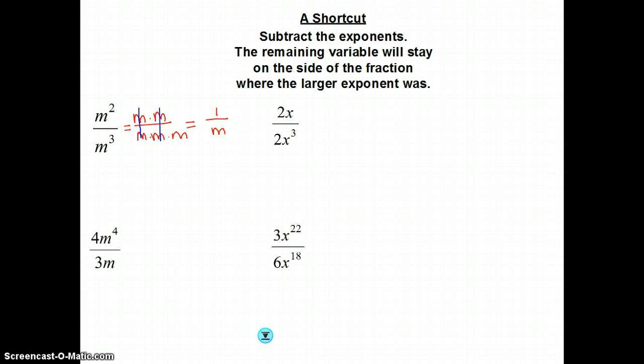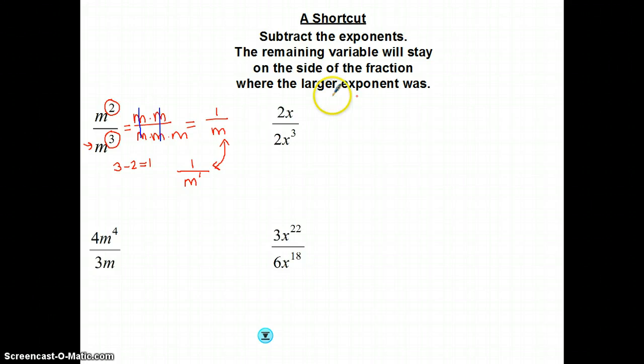What we could do instead is we could say, I have 3 m's on the bottom, and I have 2 on the top. If I subtract these, 3 minus 2 equals 1. So my new exponent on m is going to be a 1. Now look where the larger exponent was, and that was in the denominator of your fraction. So I am going to put this m to the first in the denominator of a fraction, and everything on top went away, so I simply write a 1, which is exactly what we had above, we just went about it in a slightly different way.